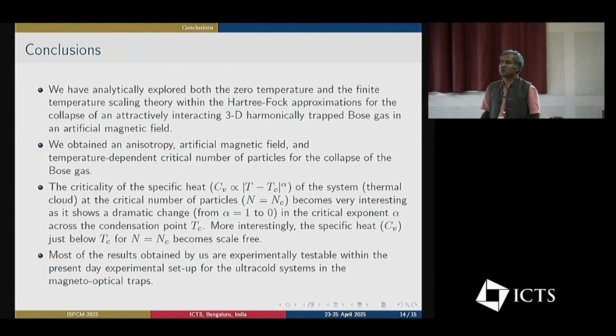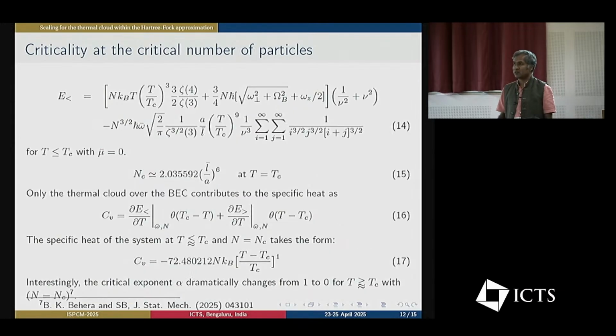So to conclude, we obtain an anisotropy, artificial magnetic field, and temperature dependent critical number of particles for the collapse of the Bose gas. The criticality of the specific heat of the system at the critical number of particles becomes very interesting as it shows a dramatic change of the critical exponent alpha across the condensation point. More interestingly, the specific heat just below Tc becomes scale free. So you see this result. Just below Tc, there are no harmonic oscillator parameters over here. It just becomes scale free.